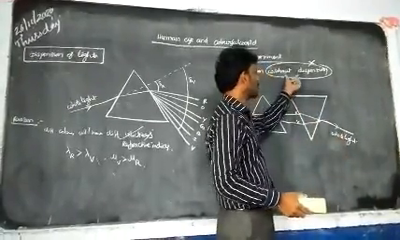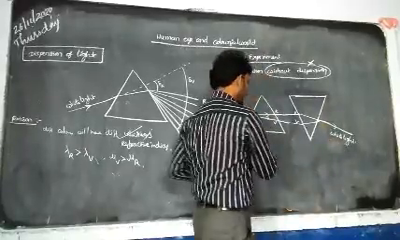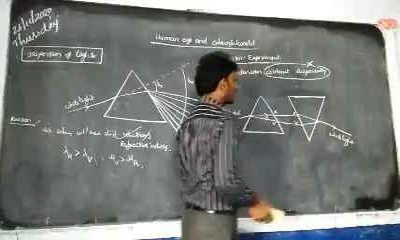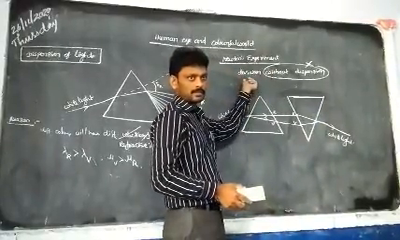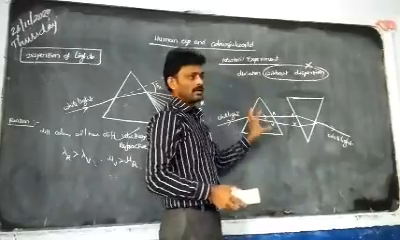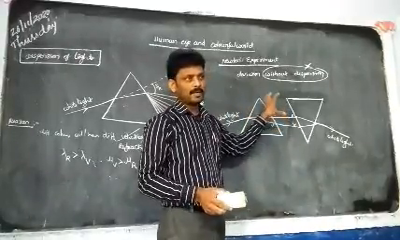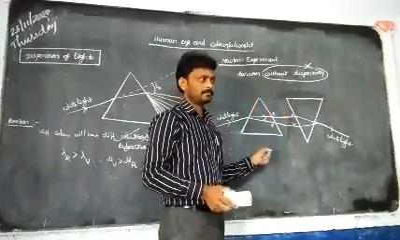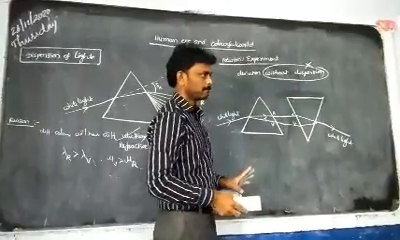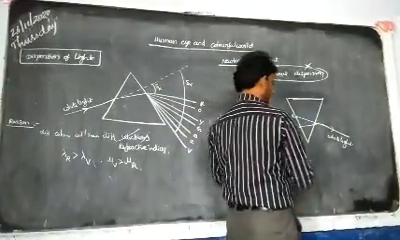Dispersion is absent, meaning without dispersion. But the bending is there now. The white light has bent, so deviation is there. Understood? So this is the phenomenon. It is just only a half page paragraph, but it is important.